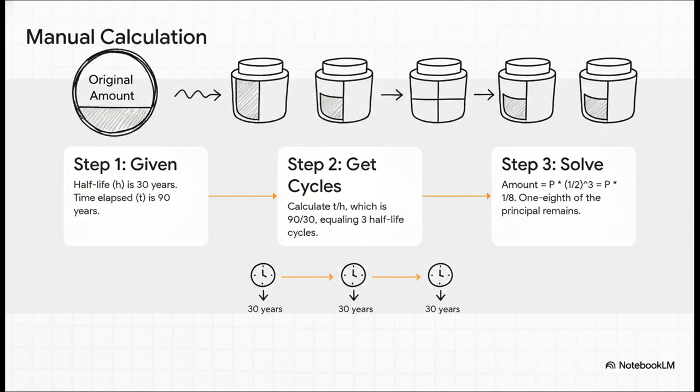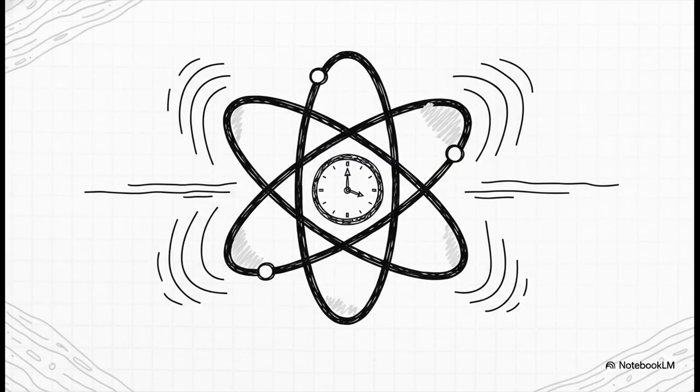So after the first 30 years, you've got half left. After the next 30, you've got a quarter left. And after the final 30, you're left with just 1/8 of what you started with. Makes sense, right? Okay, that was pretty simple. But now let's take that exact same logic, that exact same formula, and apply it to something with a slightly longer internal clock. The radioactive isotope uranium-238.